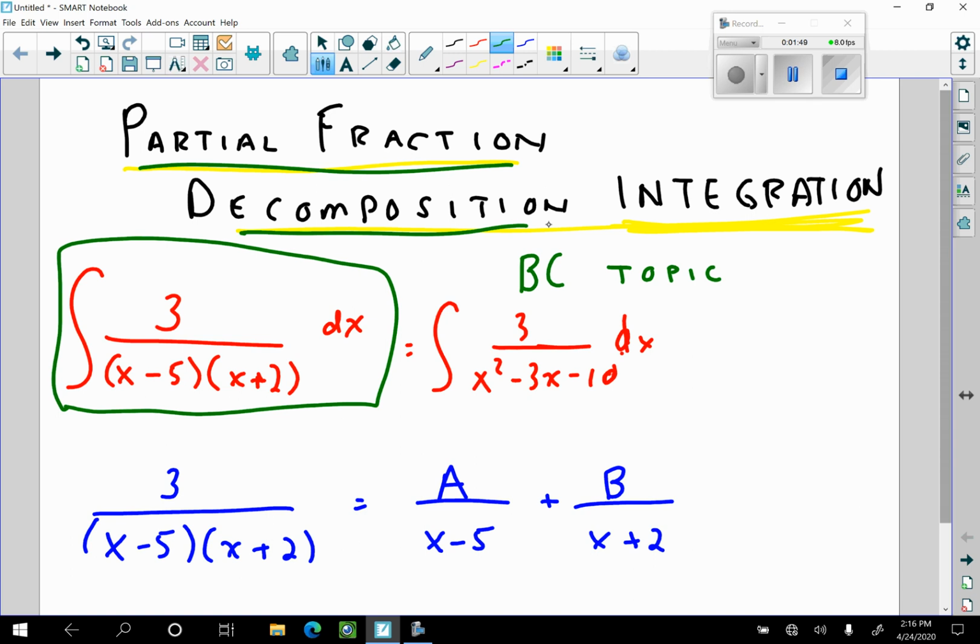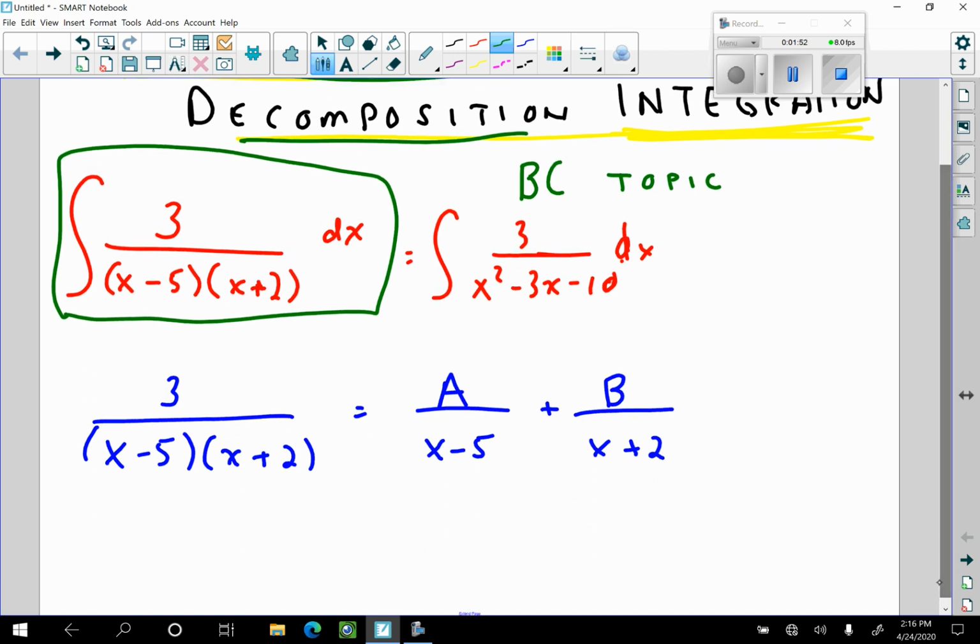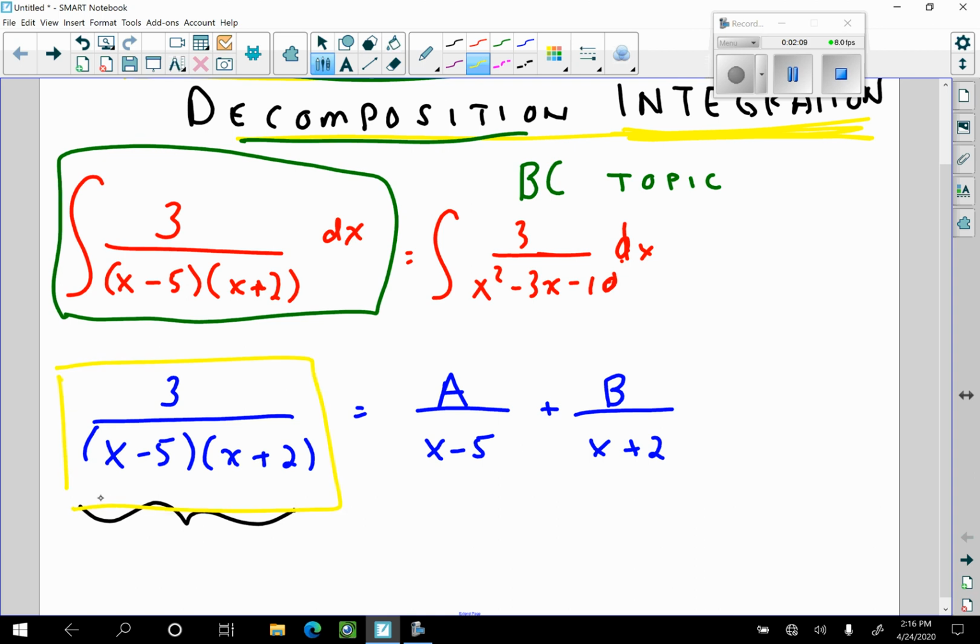Why do we call it partial fraction decomposition? What we're going to do is decompose this fraction, and write it as a sum of two fractions. So this we know. This is the common denominator, x minus 5, x plus 2, of this fraction right here. So we're going to write it as A over x minus 5, where A is some number, plus B over x plus 2, where B is some number. And we're going to find A and B. And then we're going to rewrite our integral.